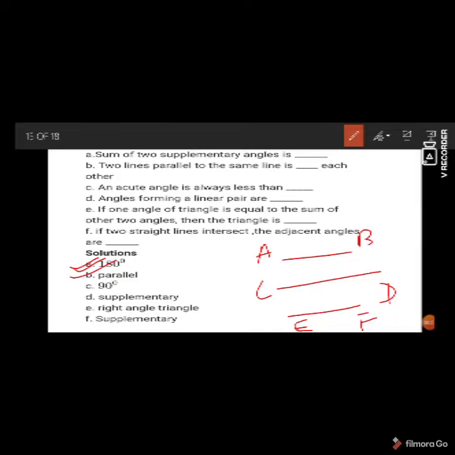An acute angle is always less than 90 degree. Angles forming a linear pair are 180, that is supplementary angle. We can also write 180 degree.